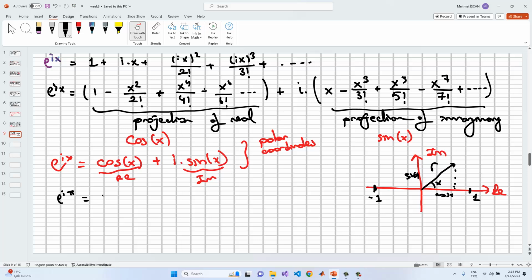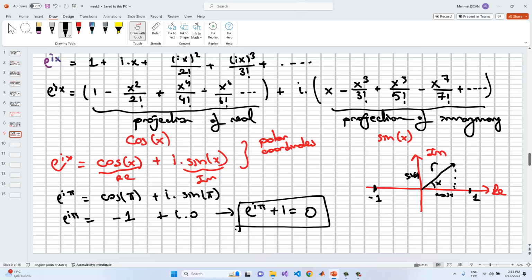e^(i pi) equals cos pi plus i sin pi. What's the value of the cos pi? Minus 1, correct. What's the value of the sinus pi? Yes, 0. And so we can write that e^(i pi) plus 1 is equal to the 0, which is the definition of the what? Euler identity, right? Euler identity is coming from this notion.